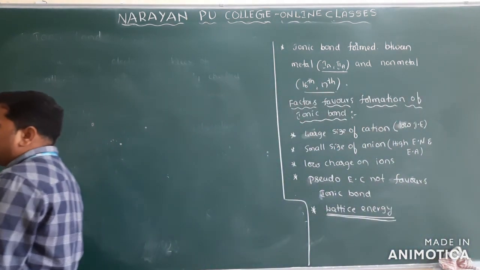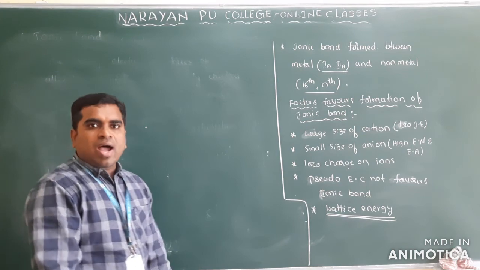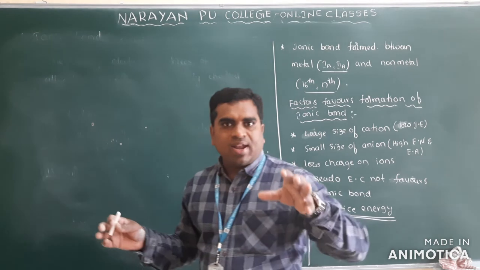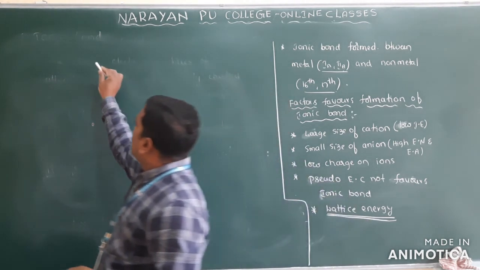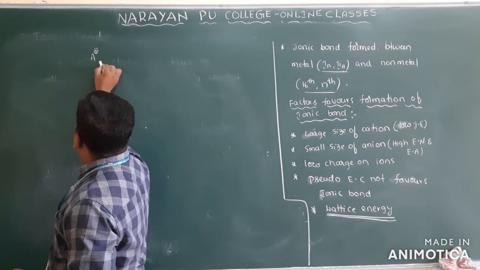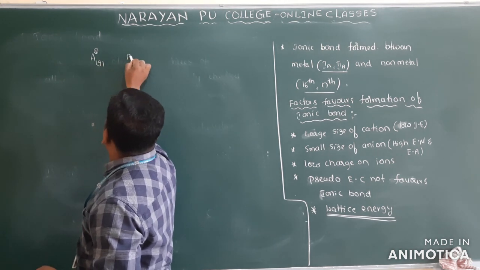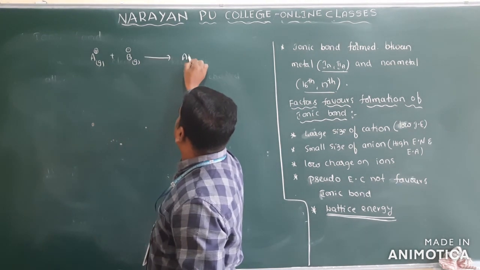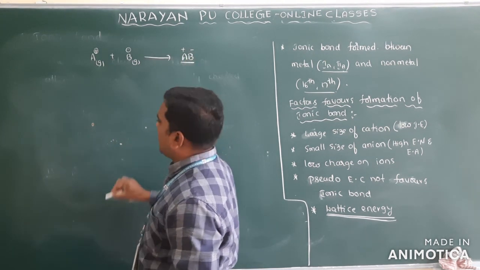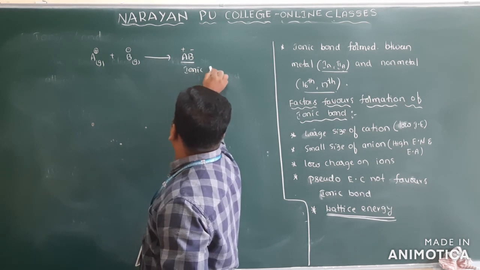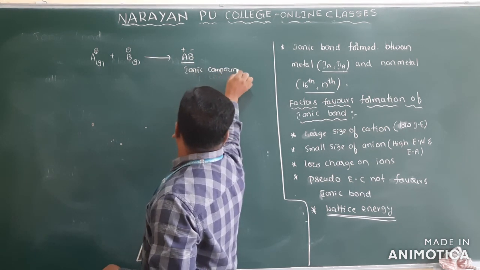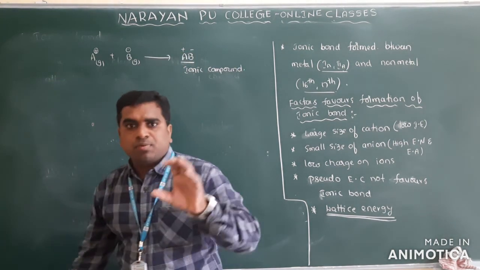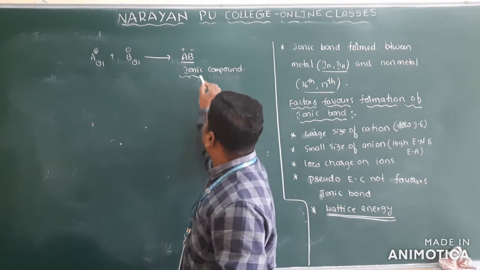Clear? You know how ionic bond forms. Ionic bond is formed between two ions, one is cation and another one is anion. Clear? So this is a positive charge ion, and this is a negative charge ion, and they combine and give AB, A plus and B minus. This is what compound? Ionic compound. Clear? Means first of all, this ionic bond formation takes place.